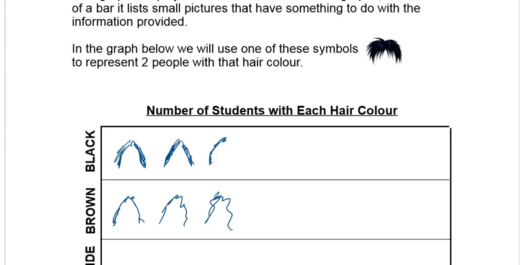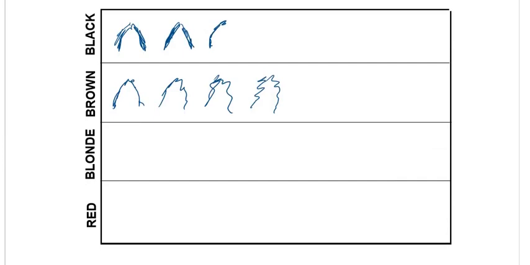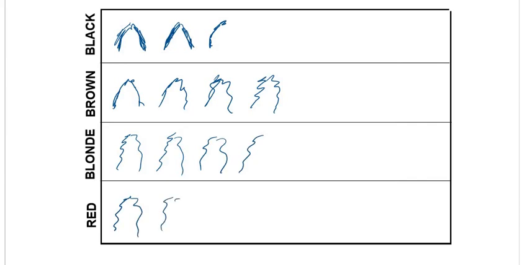1, 2, 3. Hopefully your art skills are better than mine. That's why I'm not an art teacher. That's why I'm a math teacher. For blonde, we had 7, so it's going to be 1, 2, 3, 4, 5, 6, and 7. And then for red, we had 4, so it's going to be 1, 2, 3, 4. And that's how you do a pictograph. That's all you need there.